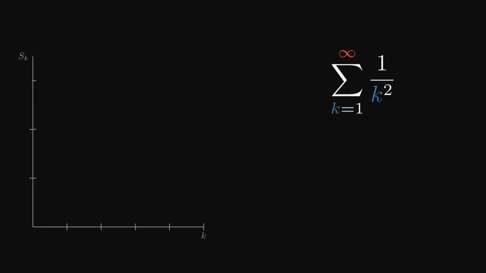Sum from k equals 1 to infinity of 1 over k squared. 1 plus 1/4 plus 1/9 plus 1/16 plus 1/25 forever. It converges. That part is not shocking. The terms shrink fast enough. The shocking part is the number it converges to. Pi squared divided by 6.